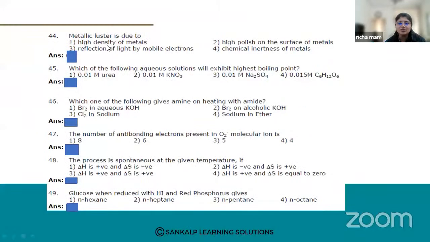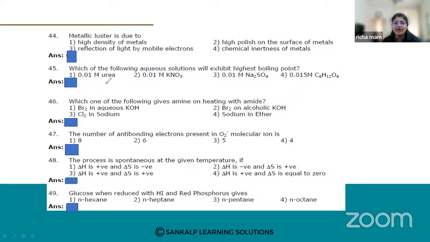Metallic luster is due to. Okay, leave this. Go for the next one. Which of the following aqueous solutions will exhibit the highest boiling point? Yes. So what we have to do is calculate the number of solute particles in the solution. Meg has answered it as 1. So the higher the elevation of boiling point, the more will be the number of particles.